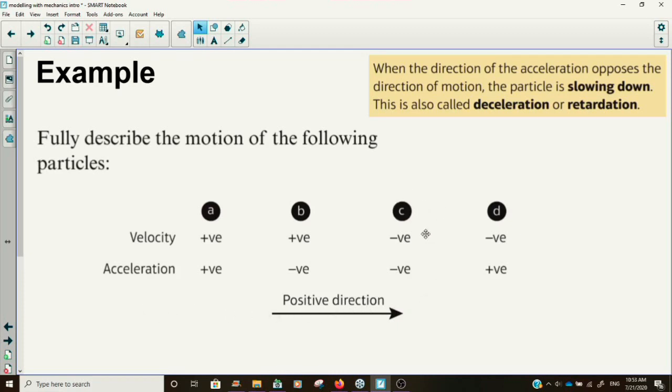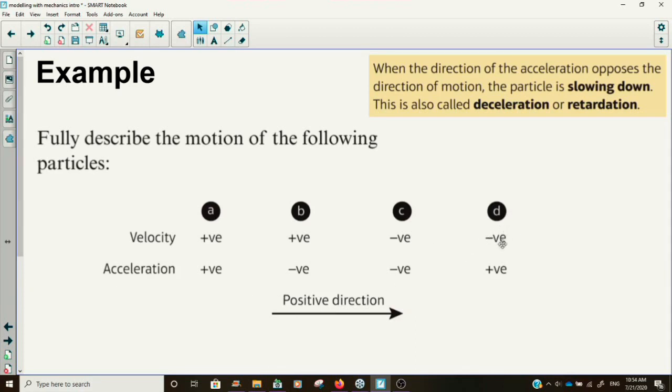Particle C has got both a negative velocity and a negative acceleration. So particle C is traveling to the left, okay, so in the opposite direction to the way we've chosen is positive. Its velocity is negative, so it is traveling to the left, but it's speeding up because it has a negative acceleration. It's getting faster and faster to the left.